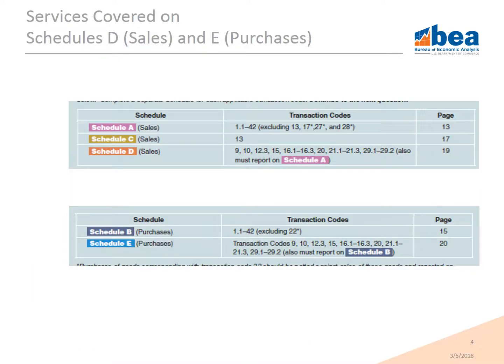Survey respondents who report sales of these services on Schedule A are also required to complete Schedule D. Respondents who report purchases of these services on Schedule B are also required to complete Schedule E. If you do not report sales and/or purchases of any of these types of services, you are not required to complete Schedules D and/or E, respectively.